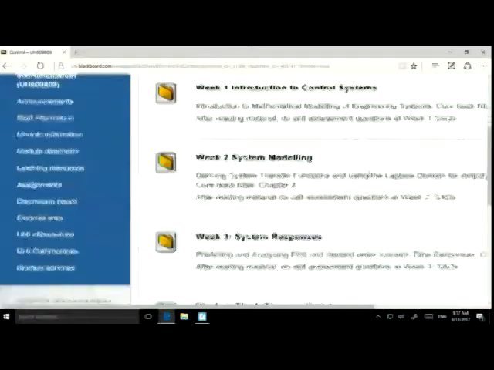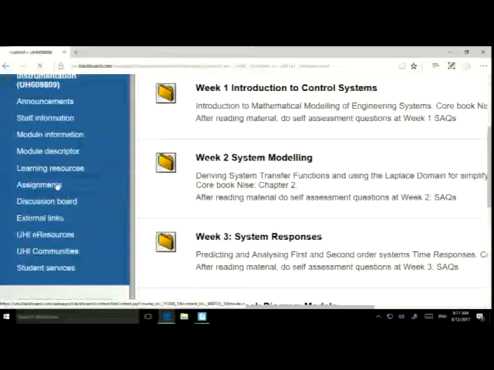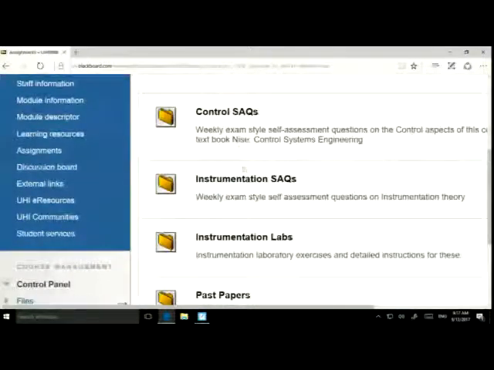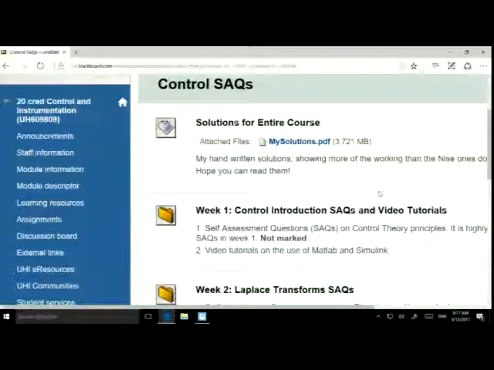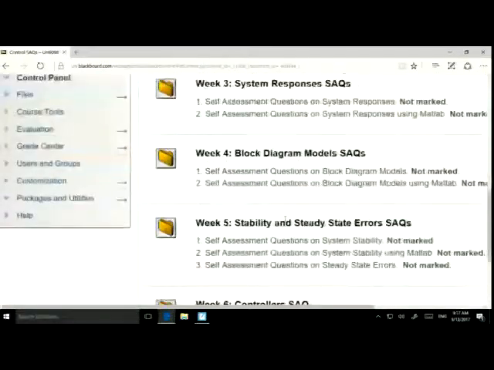So anyway, weekly, everything you need to know pretty much. We do rely quite heavily on the book, so in some cases there might be references to the book rather than actual notes in there. And then weekly we have a self-assessment question, one set for control, one set for instrumentation. That's the entire solutions for the course from the book. Sometimes there might be little exercises as well, but mostly it's just questions.